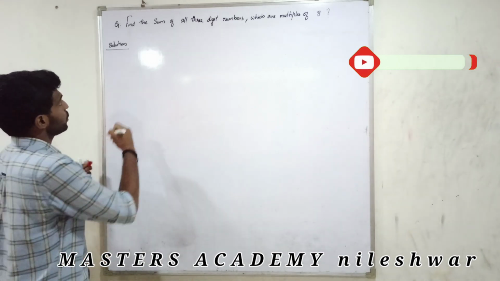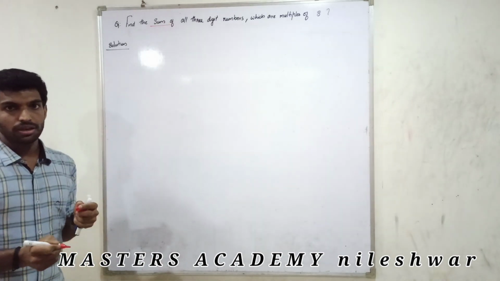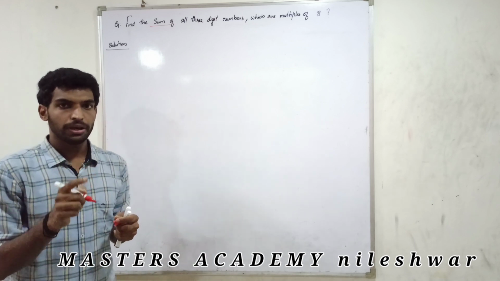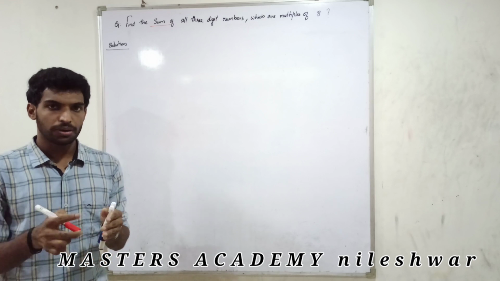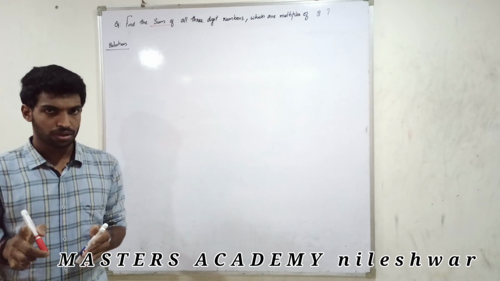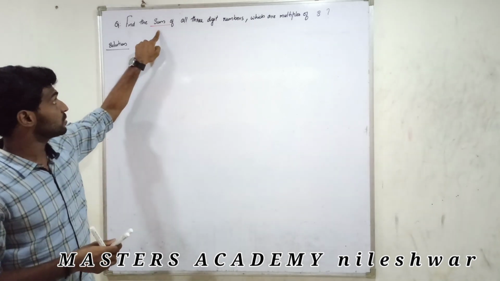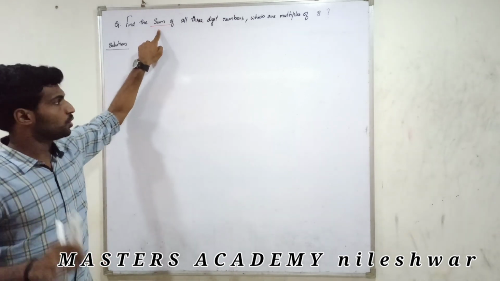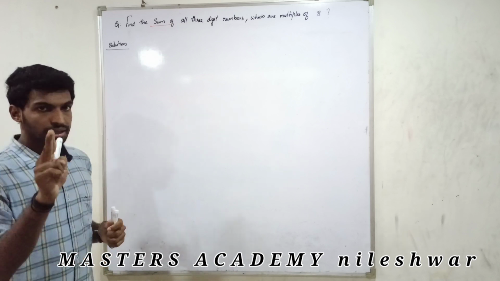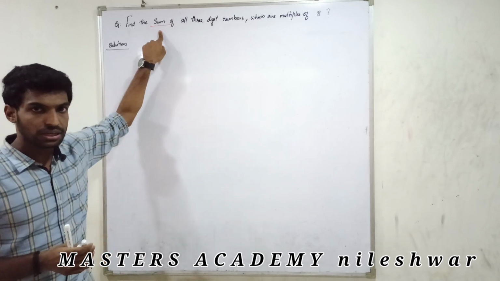So here we have to find the sum. So we can use Sn equal to n by 2 into (2f plus (n minus 1) into d), or Sn equal to n by 2 into (x1 plus xn). Since they are asking us to find the sum, we have to use one of these equations. First condition is that we have to find the sum.